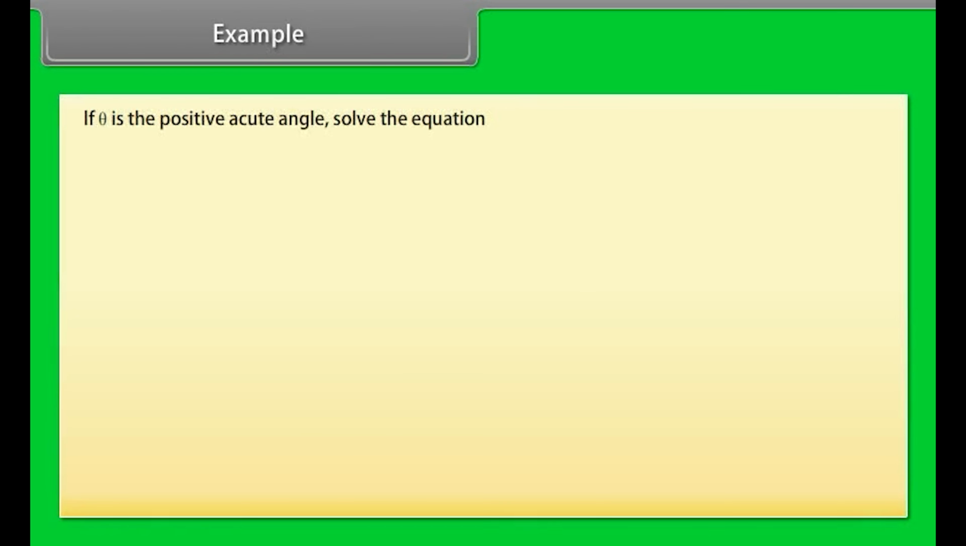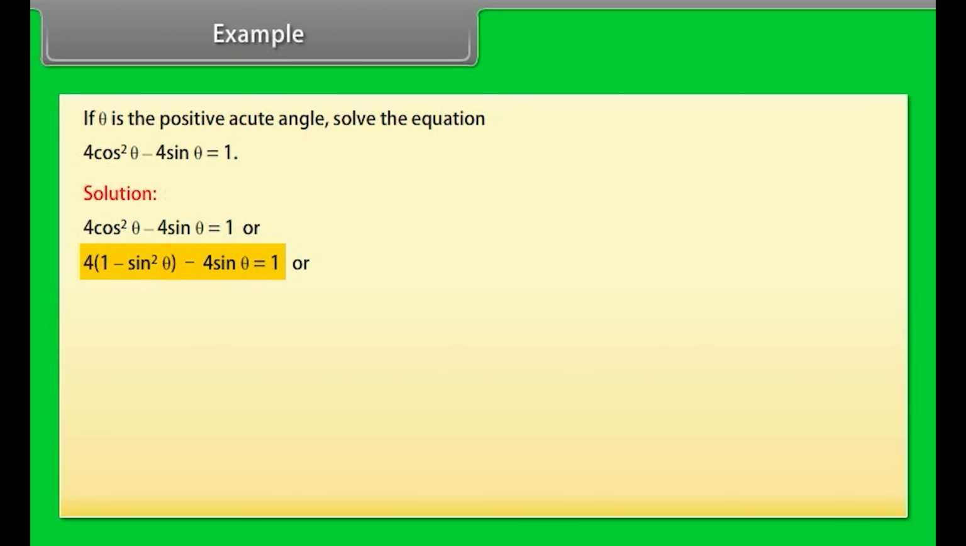Example. If theta is a positive acute angle, solve the equation 4 cos square of theta minus 4 sin of theta is equal to 1. Solution. 4 cos square of theta minus 4 sin of theta is equal to 1, or 4 into (1 minus sin square of theta) minus 4 sin of theta is equal to 1, or 4 sin square of theta plus 4 sin of theta minus 3 is equal to 0, which is a quadratic in sin of theta.